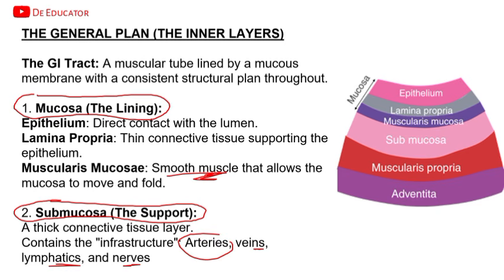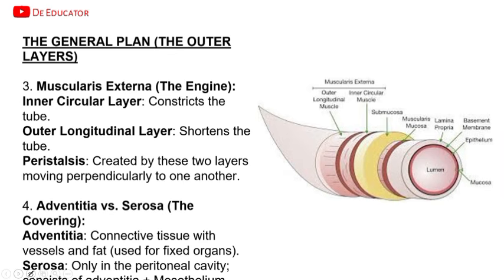This diagram here tells us the layers. You have mucosa. Mucosa is made up of your epithelium, lamina propria, and then muscularis mucosa. Then you have your submucosa. Then you have your muscularis propria, which is also known as muscularis externa that I talked about. And then you have your adventitia, which is the outermost layer. Okay, now let's move on.